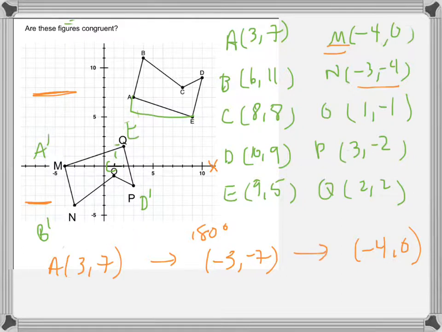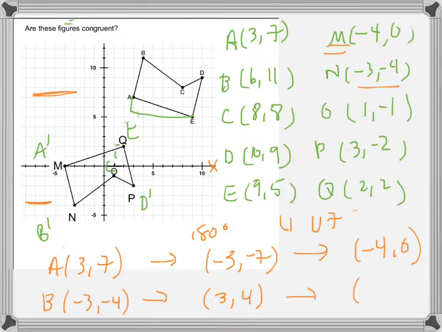So what would I need to do to translate? I'd have to go left 1 and right 7. No, sorry, up 7. Left 1 and up 7. Let's see if I can do that to B in order to get onto N. Left 1 would take it to 2, and up 7 would take it onto 11. So that's not what that is.